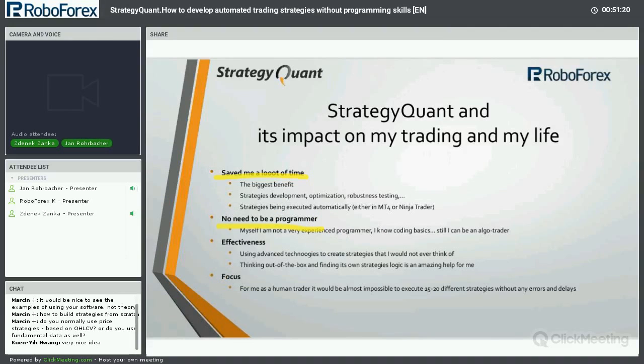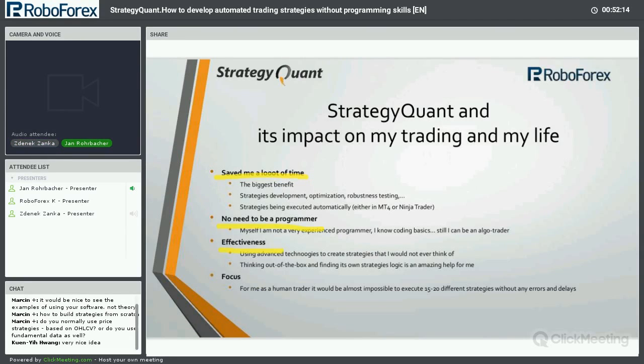And regarding effectiveness and efficiency, we are using the most advanced technologies and techniques to create strategies, like the genetic evolution and this stuff Denik was discussing in his part. Because it is based on artificial intelligence, this is something that human beings can very hardly imagine. The software itself is thinking out of the box, and it is trying to find its own trading logic, which is really amazing for me, because these are techniques I wouldn't even consider with my way of backtesting, right? So it's very nice, very cool functionalities.